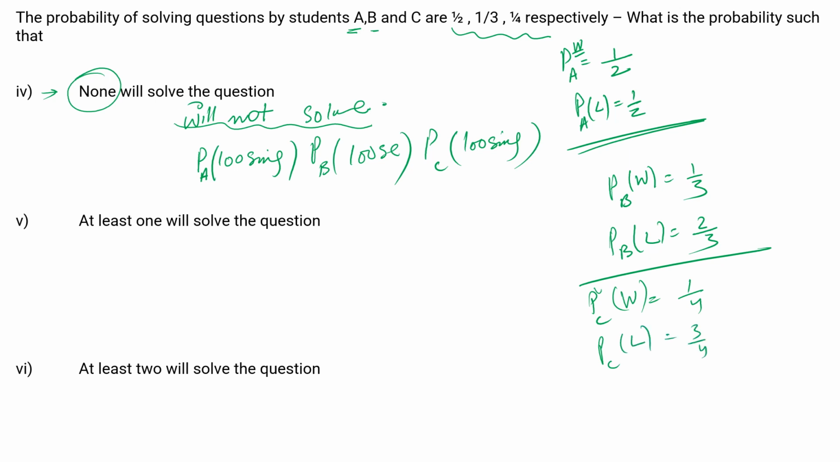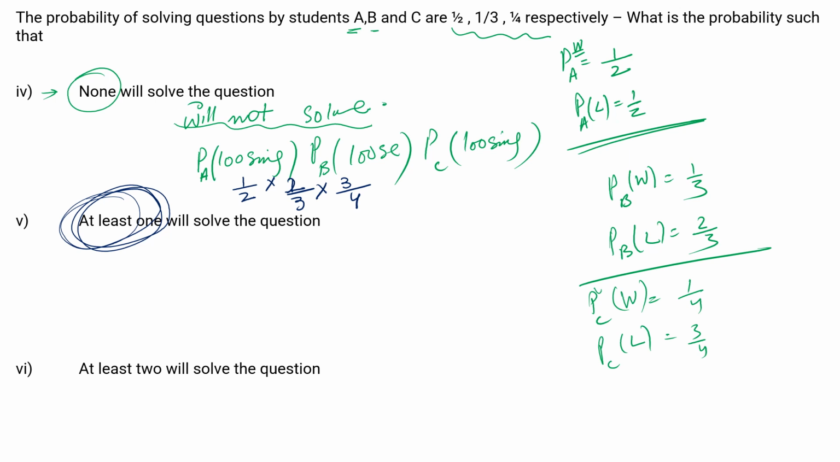So losing, losing, losing, which means that losing by the first student is 1 by 2, by the second student is 2 by 3 and by the third student is 3 by 4. So solve it and you will get the final answer. Now, at least one will solve the question.